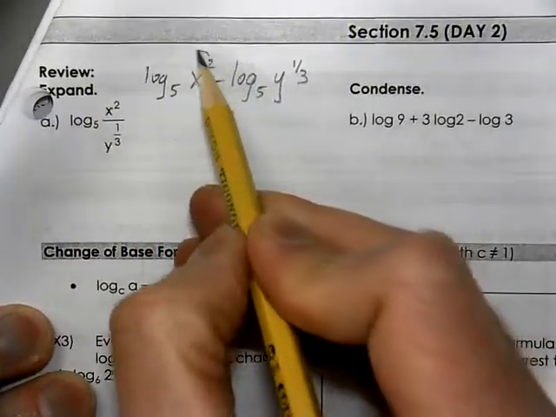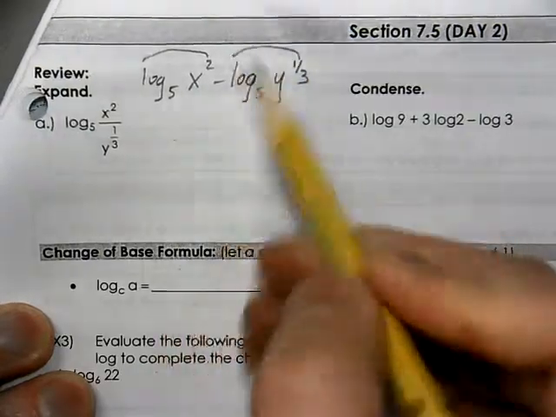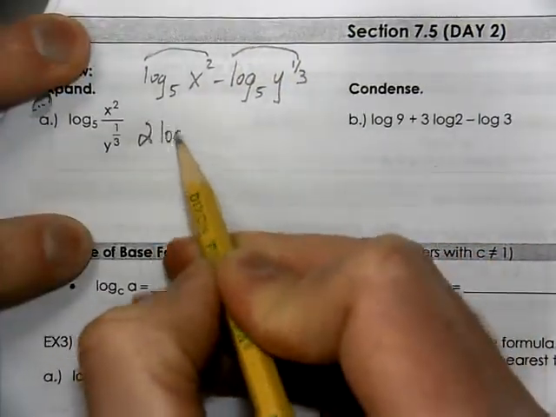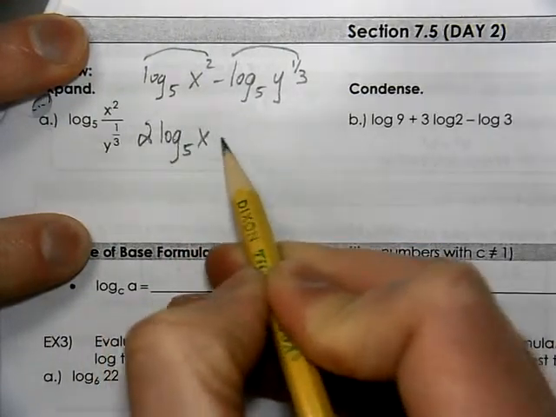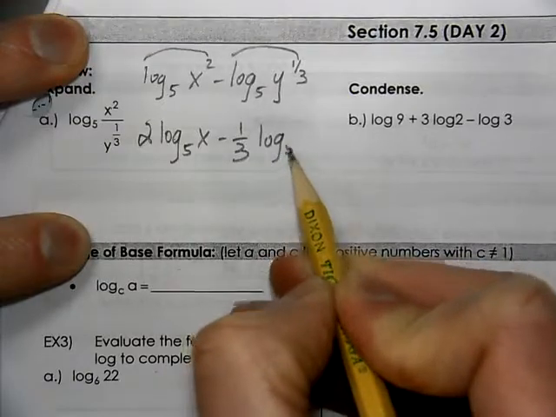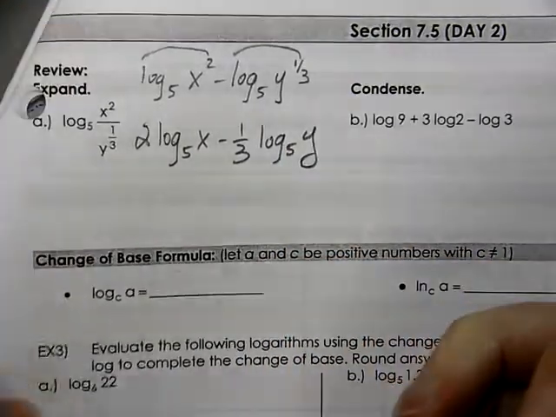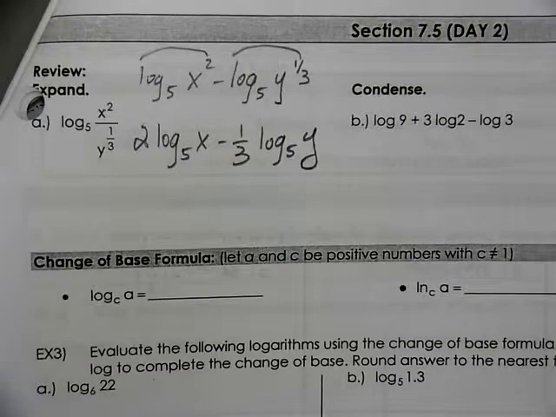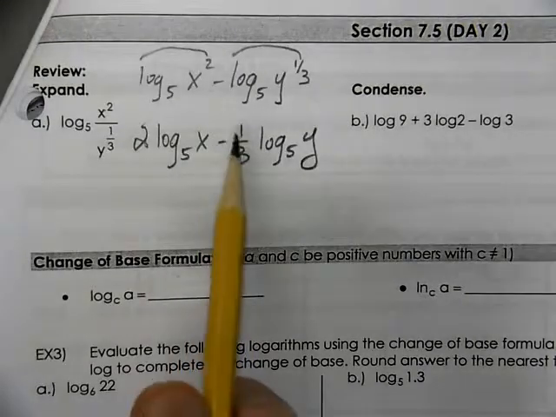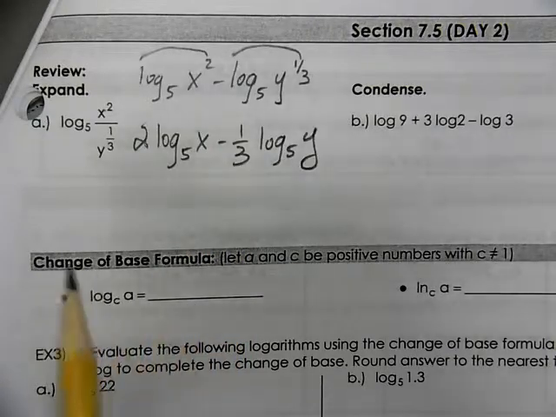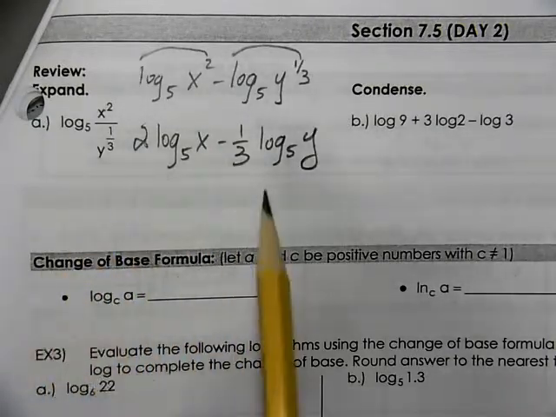So next we're going to take our exponents and bring them in front to get 2 times log base 5 of x minus 1/3 log base 5 of y. That's as far as we can take that. Just because this is a fraction doesn't mean we set up anything differently. It's just the fraction of what a logarithm's taking.